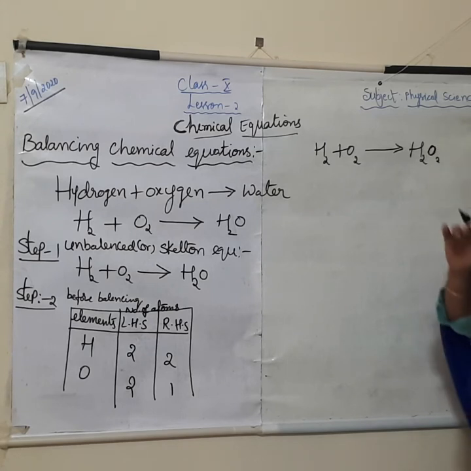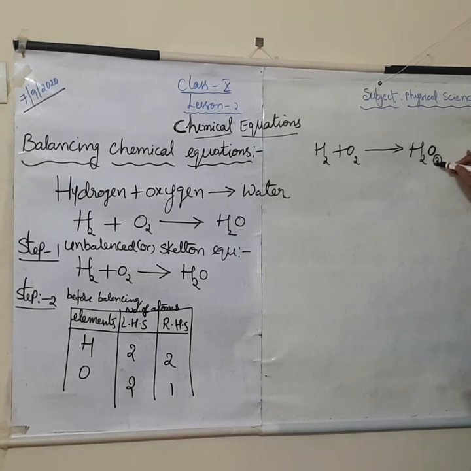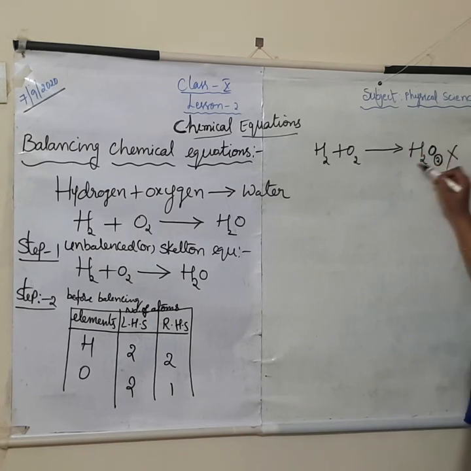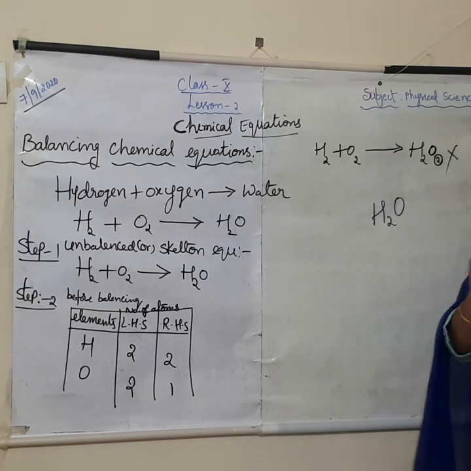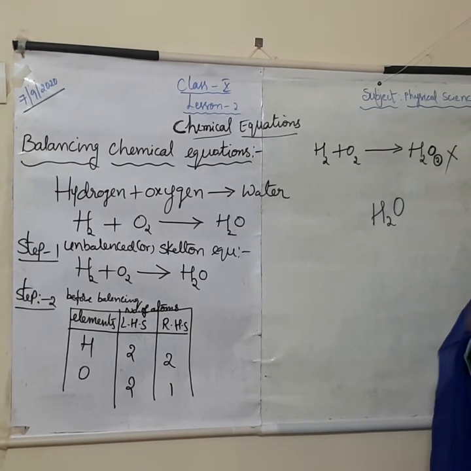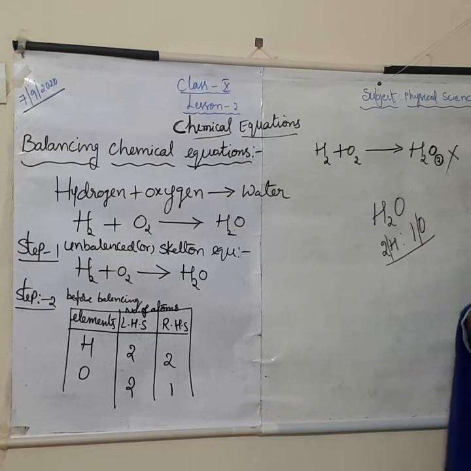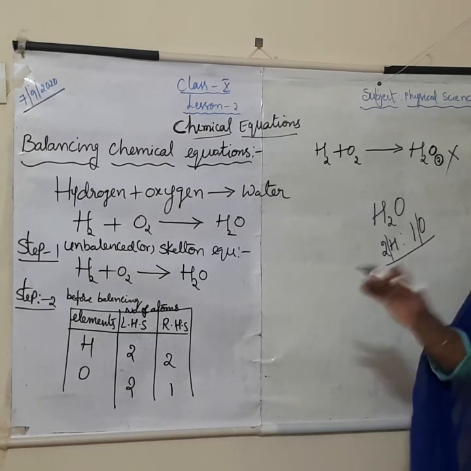But while you are writing the number, you should not write it in the subscript part. That is wrong. Why? Because whatever compound, here water, is formed, it always has a fixed ratio. When two atoms of hydrogen combine with one atom of oxygen, then only we will get water. So that ratio you should not change.